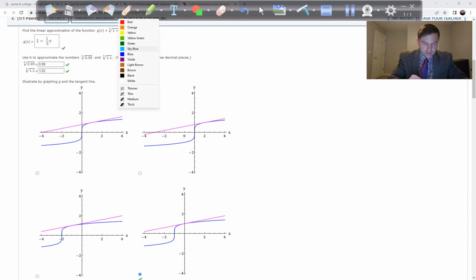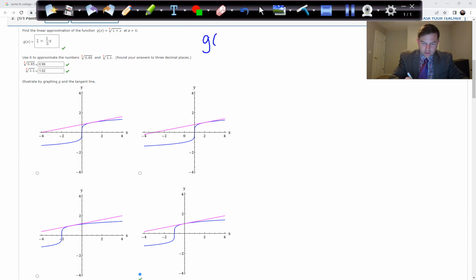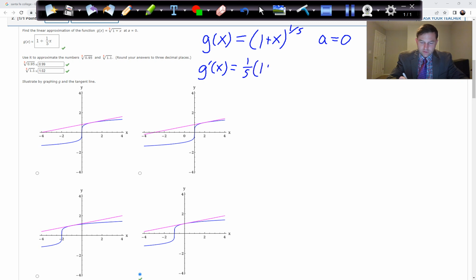They want us to find the linearization for g of x, and I'm going to write it a little differently than they have it. It's 1 plus x raised to the 1/5 power. And they want a to be 0. Okay, so first let's find the derivative. Power rule would say bring the 1/5 down, leave the parentheses the same, subtract 1 from the power. Then a lot of times we'll forget this, times the derivative of the parentheses stuff. So the derivative of 1 is 0, the derivative of 1x is 1.